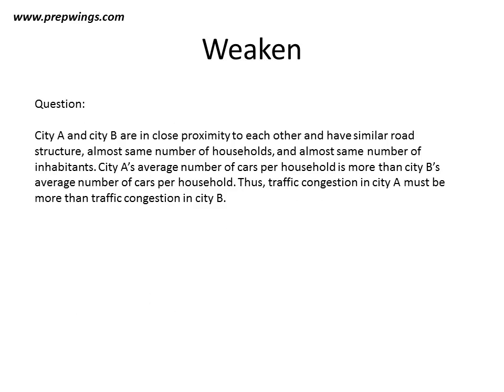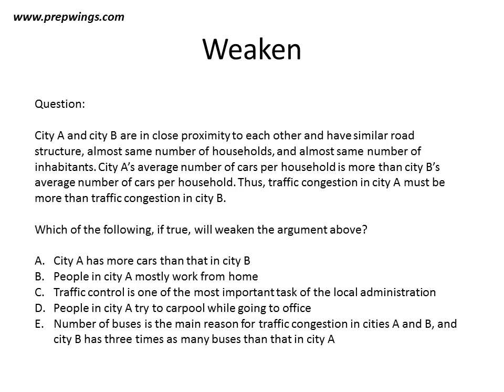The question here says that city A and city B are in close proximity to each other and have similar road structure, almost the same number of households and almost the same number of inhabitants. City A's average number of cars per household is more than city B's average number of cars per household. Thus, traffic congestion in city A must be more than the traffic congestion in city B. Which of the following, if true, will weaken the argument above? This is the question presented to us.